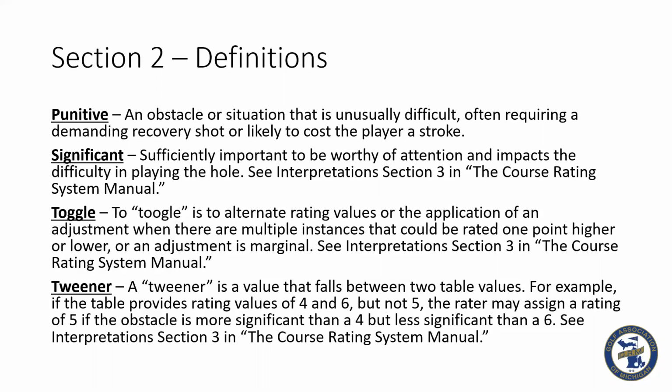And then a tweener is a value that falls between 2 table values. So if you see a table and you have, in the example here, values 4 and 6, you could use a tweener, which would get you to a 5 there. The previous most common example of this was the tweener that we used in the topography section, but now that they've put that row in the chart, there's no longer a tweener for topography. So we'll have to see what our next most used tweener will be in 2020, because it won't be topography, but I'm sure there are scenarios.